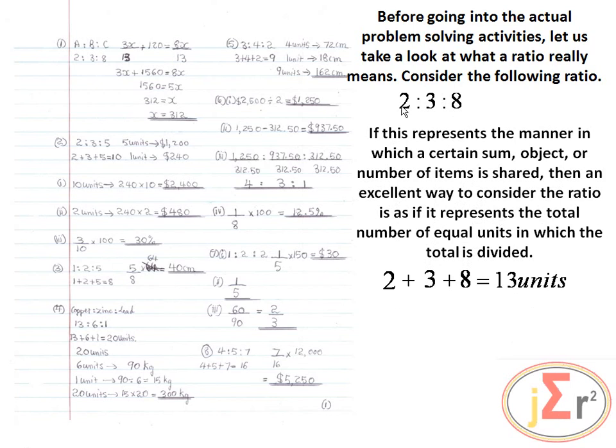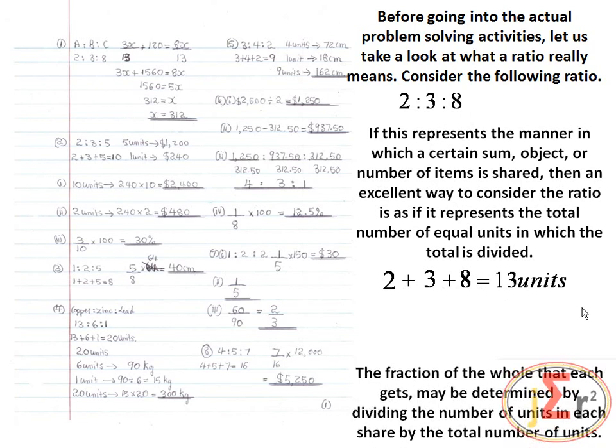So this individual's share will be equivalent to 2 units. This individual's share will be equivalent to 8 units. And it is very important to note that the entire amount or sum or portion of the object is represented by 13 units, which is what we get after adding all of these. So the entire amount is represented by 13 units.